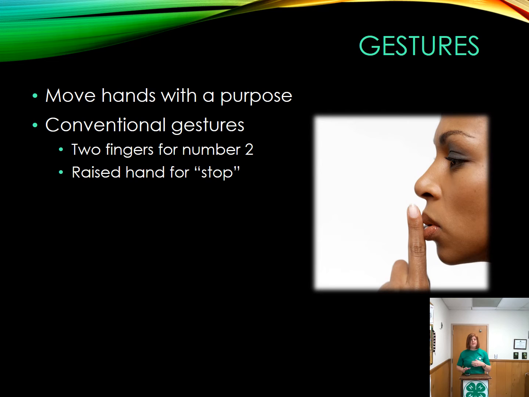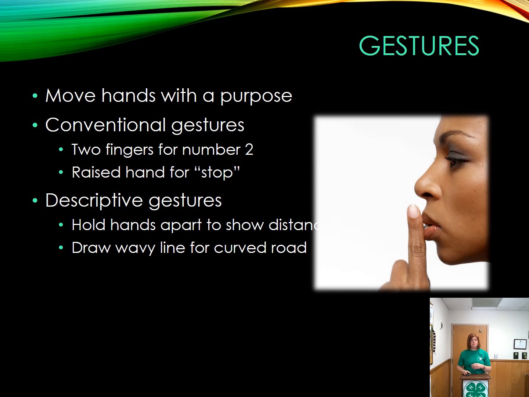For example, conventional gestures. That's things like there are 2 cars in the driveway, or you need to stop right now. Those are examples of conventional gestures, and they really make your point even stronger. Descriptive gestures. Okay, these are important, and I've done a few of them. For example, remember I said the audience is out there? That's a descriptive gesture. You could say, it was a really long way away, or the road was curved like this. Those are things that help the audience see what you're doing, and they're not distracting because they have a purpose.